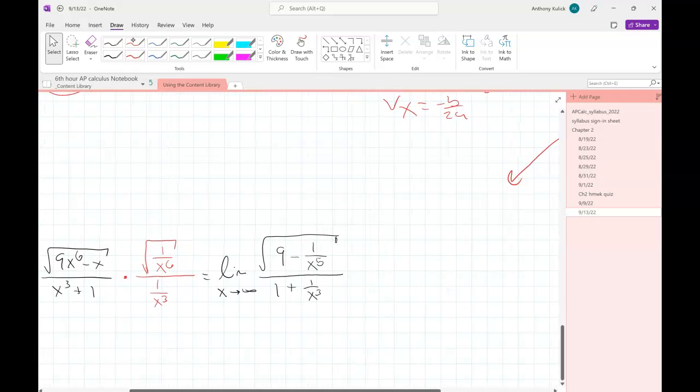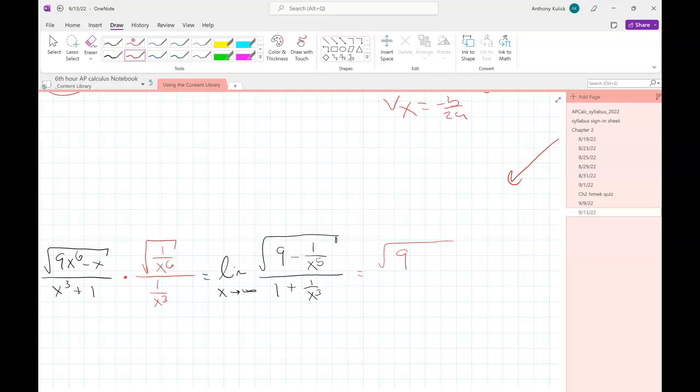Since both of these two functions are continuous over their domains, I can just apply the limit piecewise. The limit as x approaches infinity of 9 is 9. The limit as x approaches infinity of 1 over x to the fifth is 0. The limit as x approaches infinity of 1 is 1, and the limit as x approaches infinity of 1 over x cubed is 0, so this simplifies down to just 3.